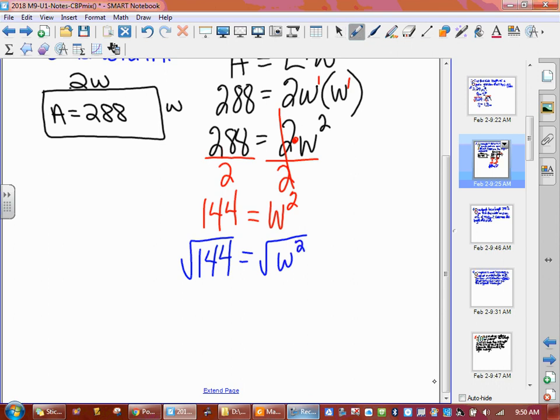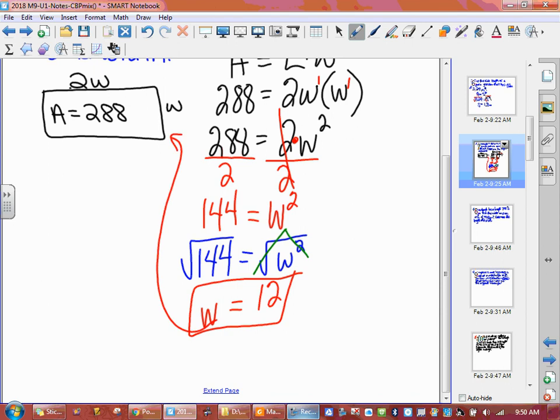12. Great. So that only tells us our width. It wants to know the width and the length. So what we do is we go back to our diagram and we say, okay, the width we found is 12. Well, the length is 2 times as big. So 2 times 12 is going to be the length. How big is the length? 24. Good. So we would say the width equals 12 centimeters and the length equals 24 centimeters. And that would be the final answer.